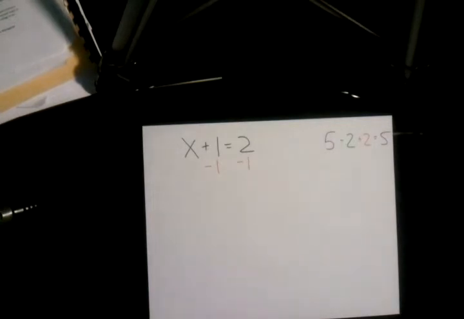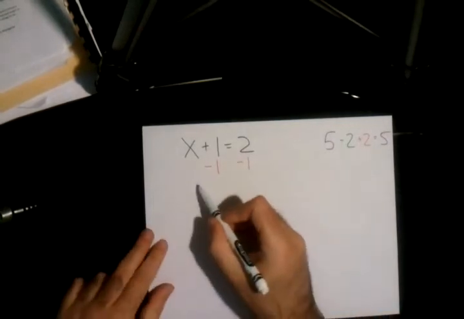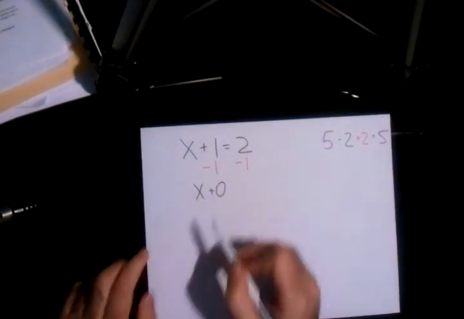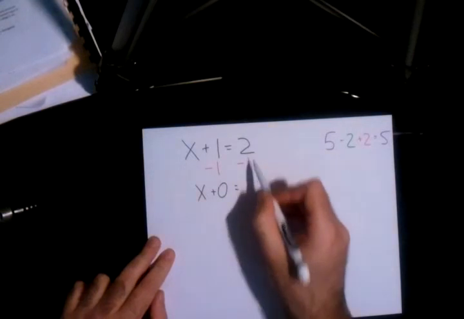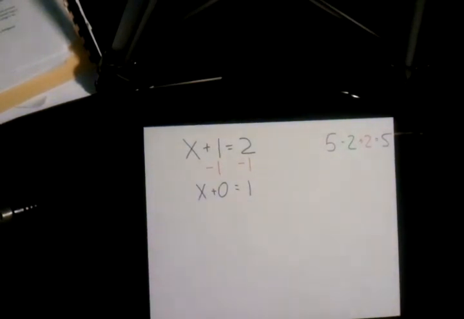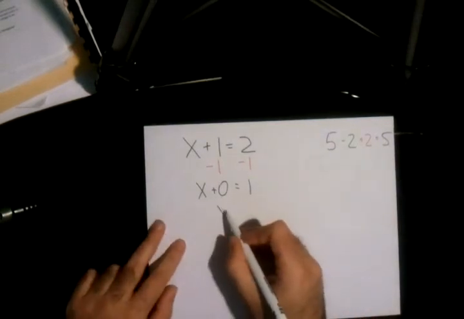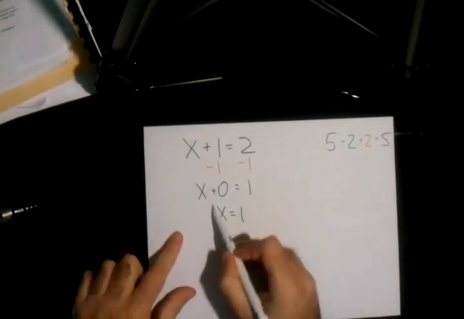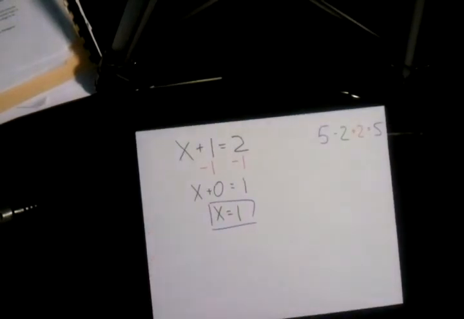So let's see what we get. We get x plus 1 minus 1 is 0, equals 2 minus 1 is 1. And 0 added to any number is that number itself. So x equals 1. And that was technically the solution to this particular equation.